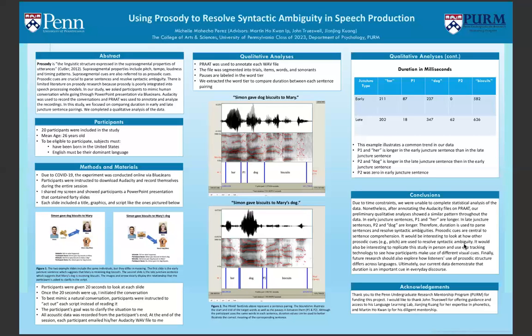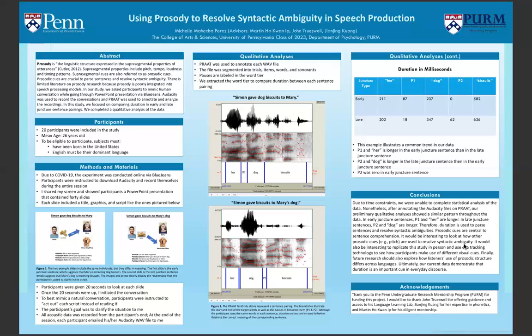What we found was that pause number 1 and the word her are longer in the early juncture sentence than in the late juncture sentence. And pause 2, and in this case dog, is longer in the late juncture sentence than in the early juncture sentence. In fact, pause number 2 was 0 in the early juncture sentence. So as you can see, when referring to "Simon gave dog biscuits to Mary," the participant said "her dog biscuits." So there's a pause right there.